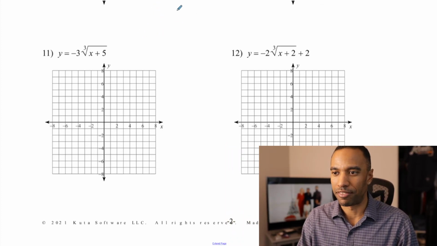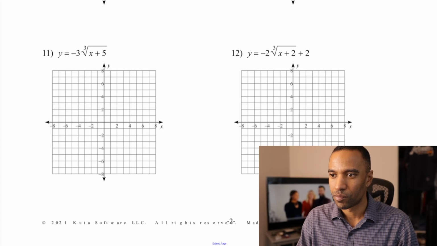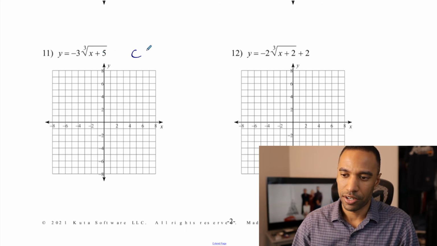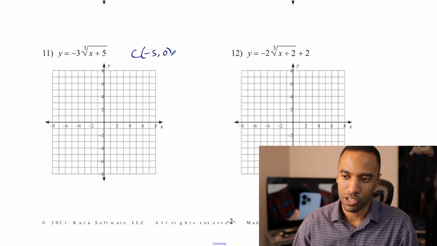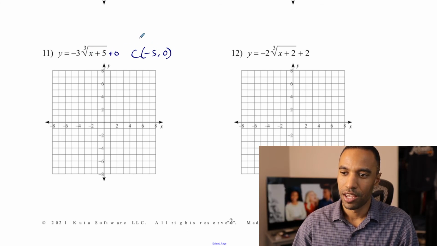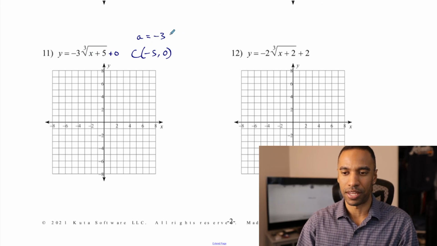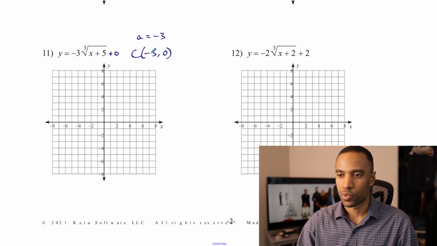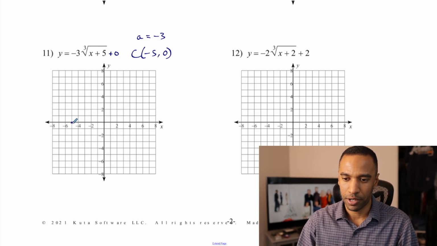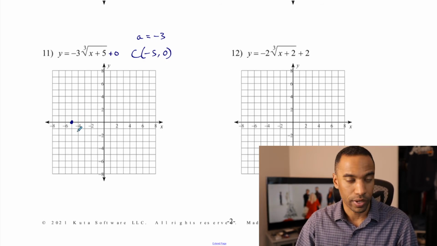All right, number 11. Center is at -5, 0, right? The +0 there. Your stretch factor is -3. So, you know, pay close attention to that one. So we're starting at -5, 0 here. Stretch factor of -3 means it'll flip over. So we're going to go down as we go right.